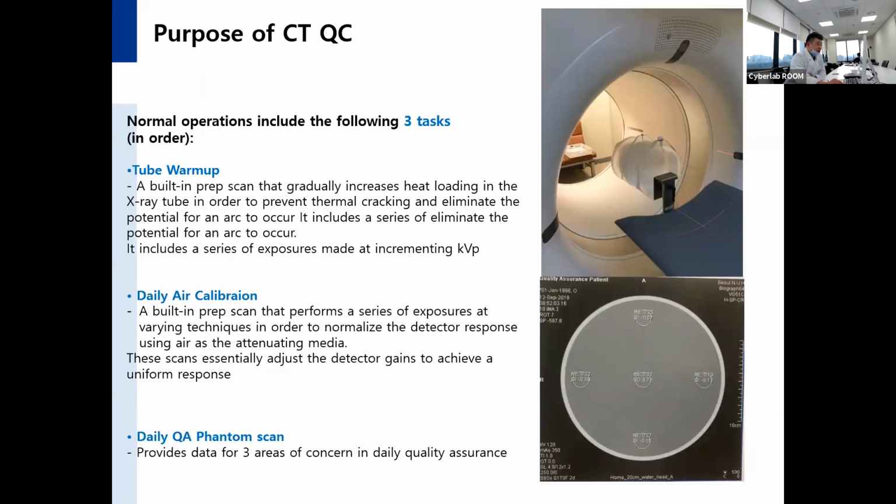CT QC first of all, as you can see, has three tests: tube warming up, daily air calibration, and daily QA phantom scan. The phantom scan duration is 3 minutes. It is short, and it includes a series of exposures made incrementing kVp and mAs. These scans essentially adjust detector gains to achieve uniform response.